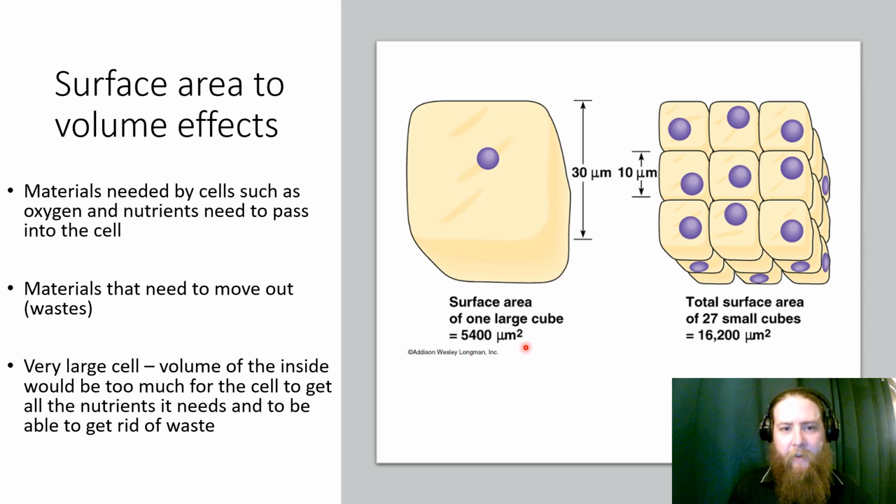You can see the surface area of this one large cube here is 5,400 micrometers squared. And if we take these cells and we make them 1/3 of the size, but cubed, now all of a sudden, because of all these extra edges that are together, we now have a total surface area of 16,200 micrometers squared. So much bigger, 3 times bigger in the same amount of space, just because of how the cells are created in their size and their shape.